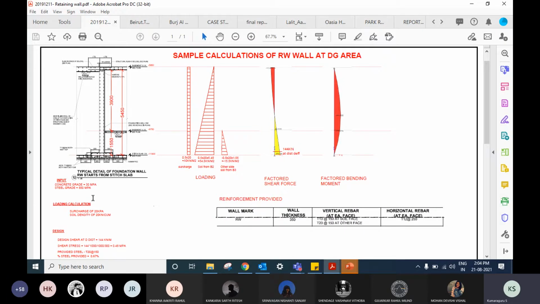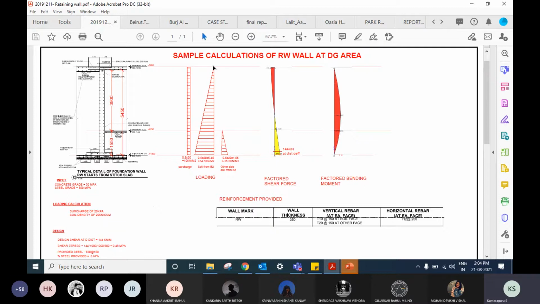Second thing is the concrete grade is M30, that's fine. And the steel grade, I gave it as 500 MPa, Fe 500 instead of 550. So for the yield stress, we need to use 500. fy is also clearly mentioned in the question.